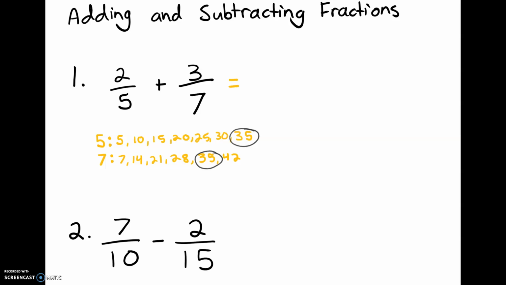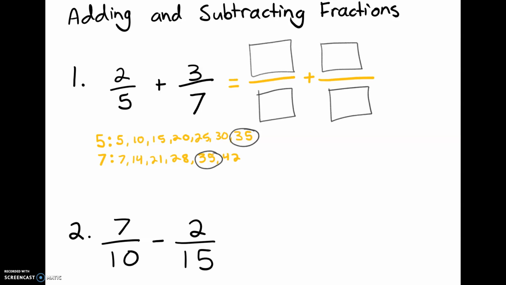So I'm going to rewrite my two fractions, and then I'm going to put little boxes. These are all the pieces we need to fill in. Every single piece is going to change when we change our denominator. So we want two denominators of 35. I go back to my original problem, and I look at our first fraction.